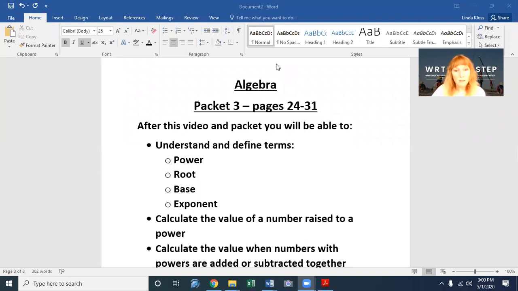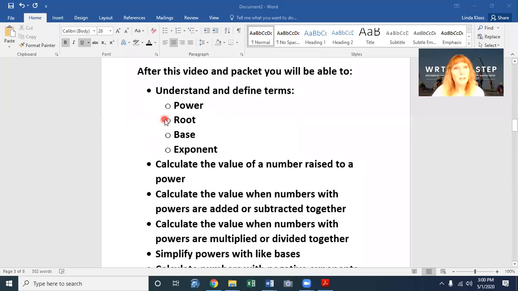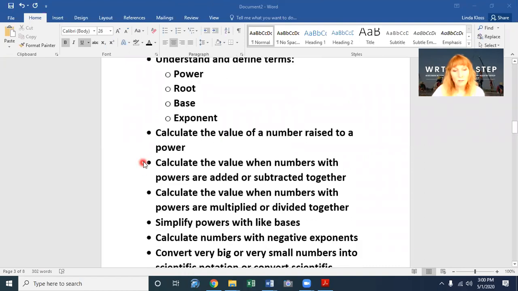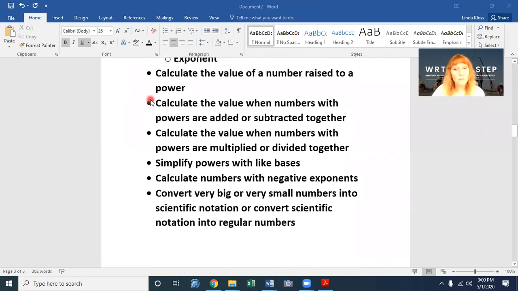And at the end of this video, you should be able to understand and define the terms of a power, a root, a base, and an exponent. You should be able to calculate the value of a number raised to a power. You should be able to calculate the value when numbers with powers are added or subtracted together. You should be able to calculate the value when numbers with powers are multiplied or divided together.